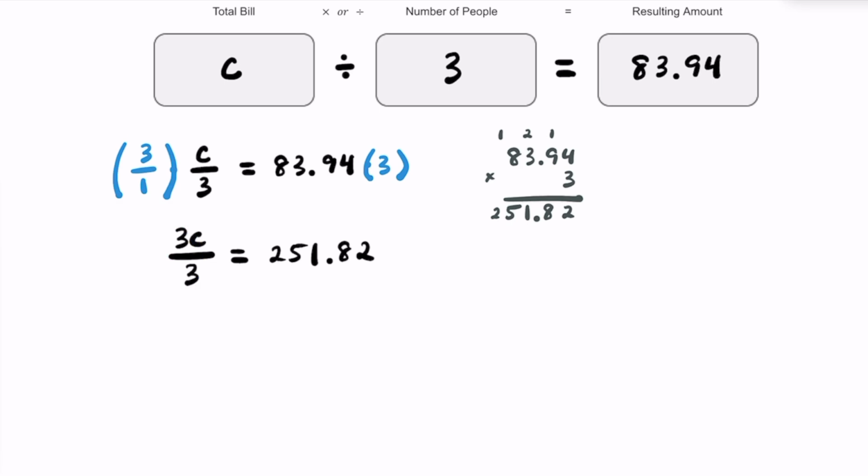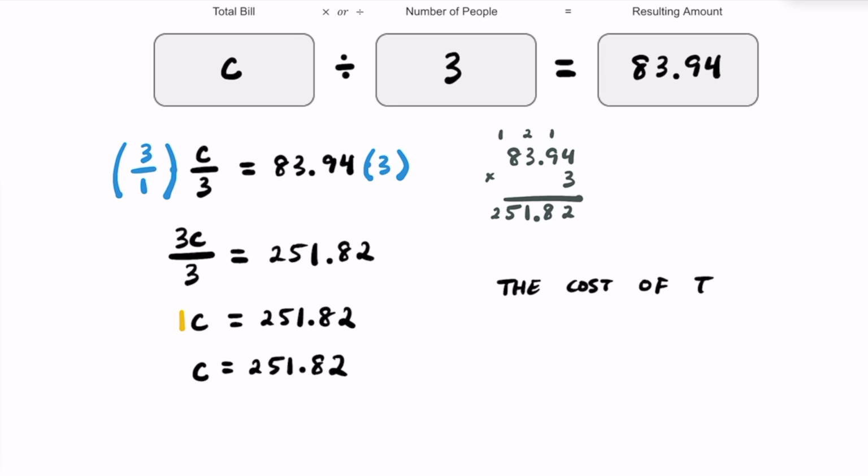Now, on the left side, I think we can simplify this a bit. 3 over 3 is the same thing as 1. So you can see here that using the multiplicative inverse property, we get a 1 here. And 1 is equal to 251.82. Then if we go ahead and use the identity property of multiplication, 1 times c is just going to be c. So c is going to equal this 251.82. So what does that mean? It means the cost of the whole bill was $251.82.